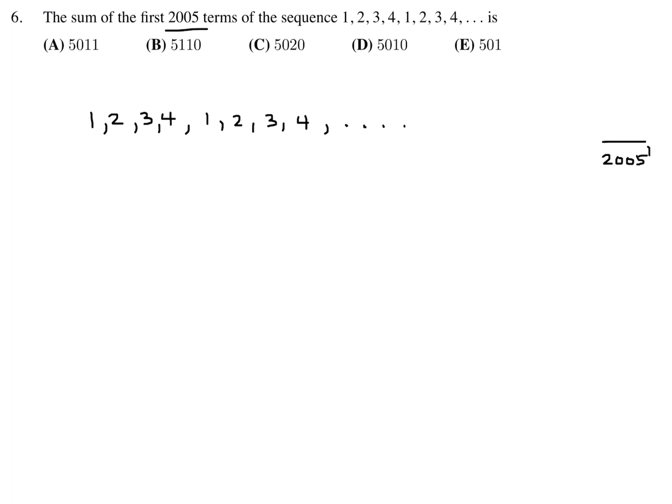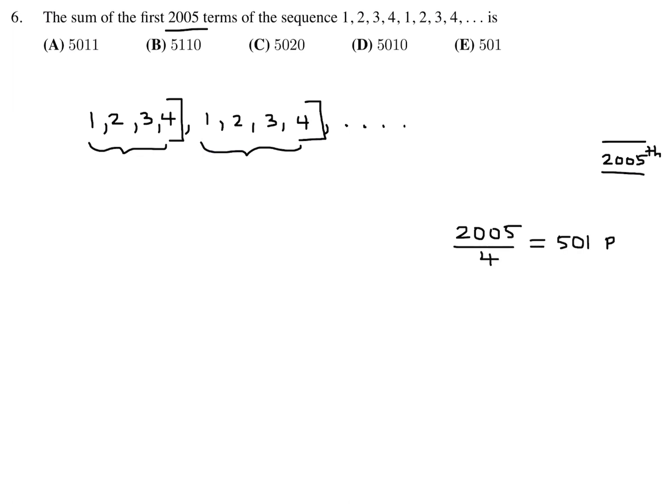Now, obviously, you're not going to write them all out, so we have to figure out what is the term there. Well, these are obviously groups of 4, correct? So every fourth term, the 4th term, the 8th term, and so on, will end a group, correct? So we have to figure out 2005, is it divisible by 4? If it is, perfect. But 2005 is not divisible by 4 exactly. It'll be 501 with a remainder of 1.